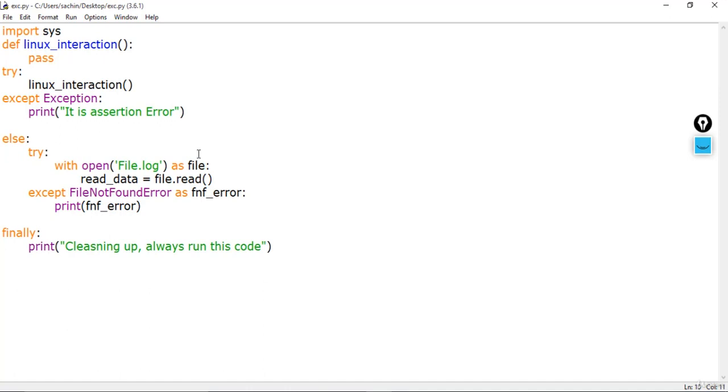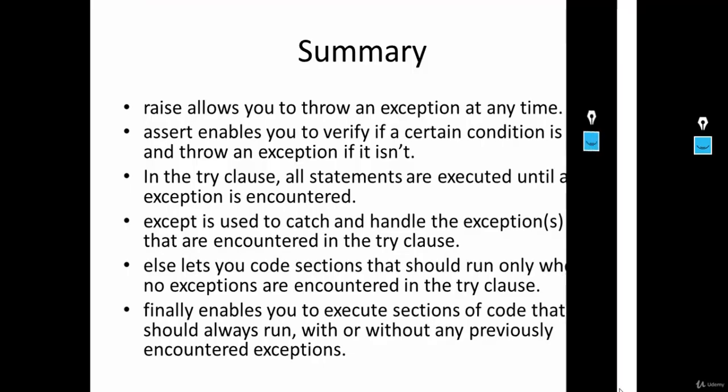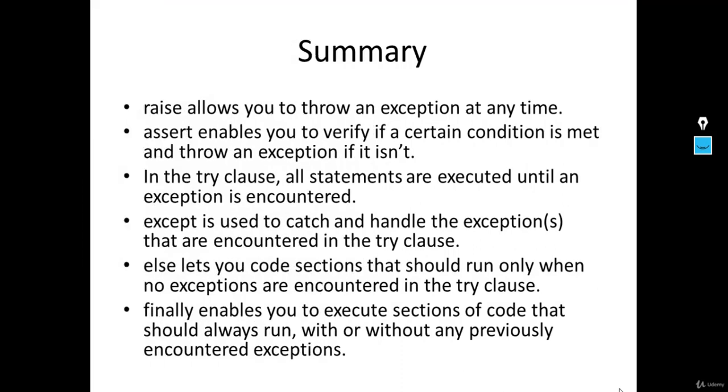So now we have finally reached the end of this lecture. Before that, we want to make a quick summary about this try and catch block. So let's get into it. Let's see the quick summary over here. Raise allows you to throw the exception at any time. So we make use of this raise in order to create the exception, and we use the message to show the clue about what the exception was using this raise keyword.